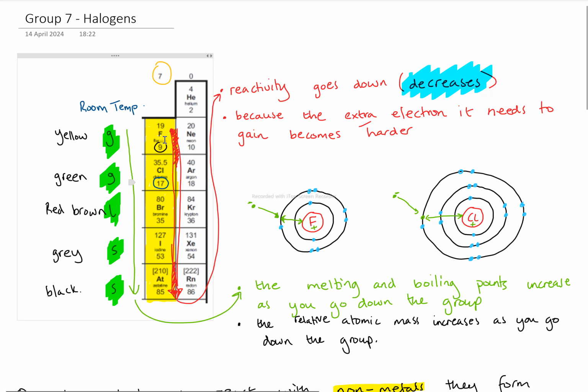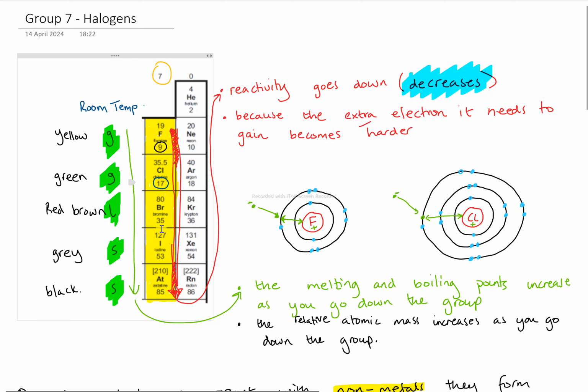At room temperature, they are gas, gas, liquid, solid, solid, yellow, green, red, brown, grey. You greedy red, brown fox jumping over a grey fence, chasing, I don't know, a black chicken or something. But yellow, green, red, brown, grey, black.